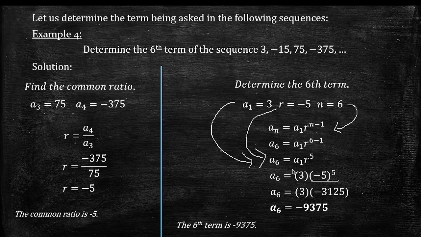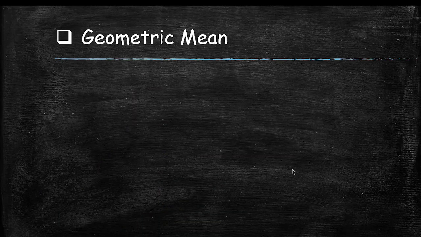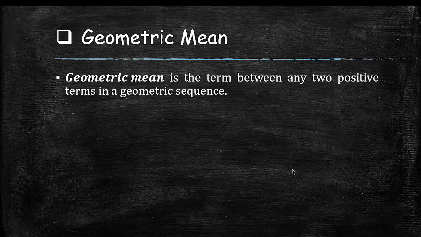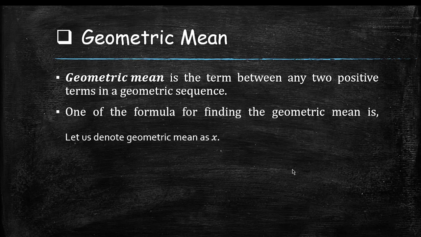So let's continue to part 3 of our lesson. Part 3 is all about the geometric mean. What is the geometric mean? Geometric mean is the term between any two positive terms in a geometric sequence. Again, geometric mean is the term between any two positive terms in a geometric sequence.